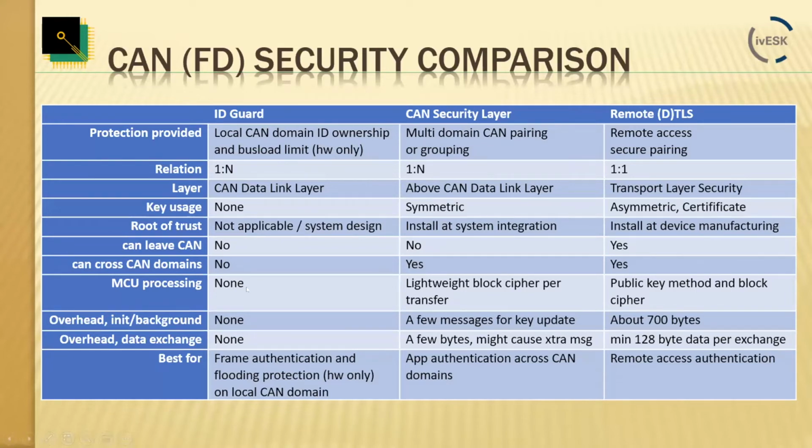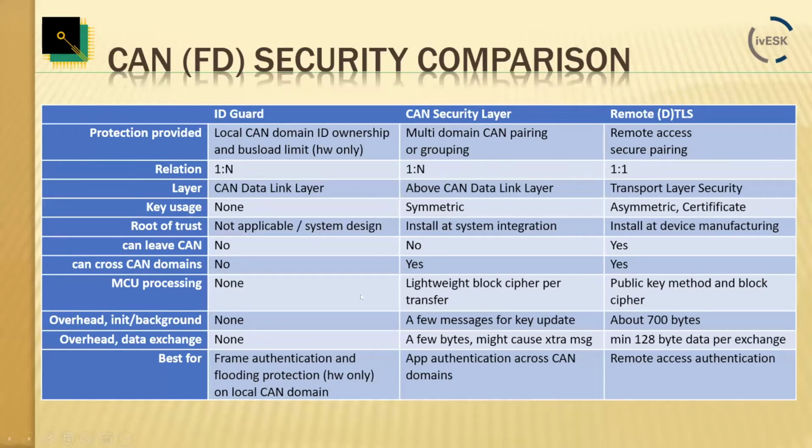Even if done in software, there's no complex cryptography here. It's just really a lookup of CAN IDs, if it's a match or not. For the CAN security layer, it all depends on the specific block cipher chosen. Is it full-blown AES-128, which can be a benefit if there are hardware accelerators for it? But if the microcontroller does not have a hardware accelerator, then we might need to reduce to some lightweight block cipher. And of course, DTLS requires the public key methods and block ciphers used in those.